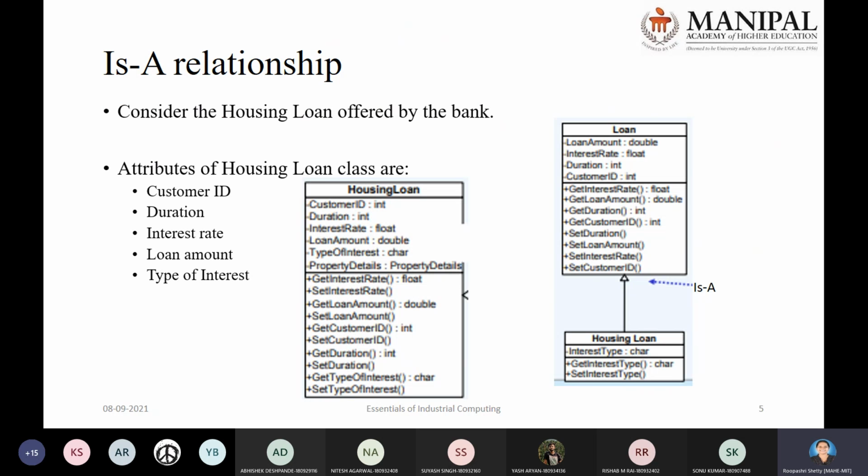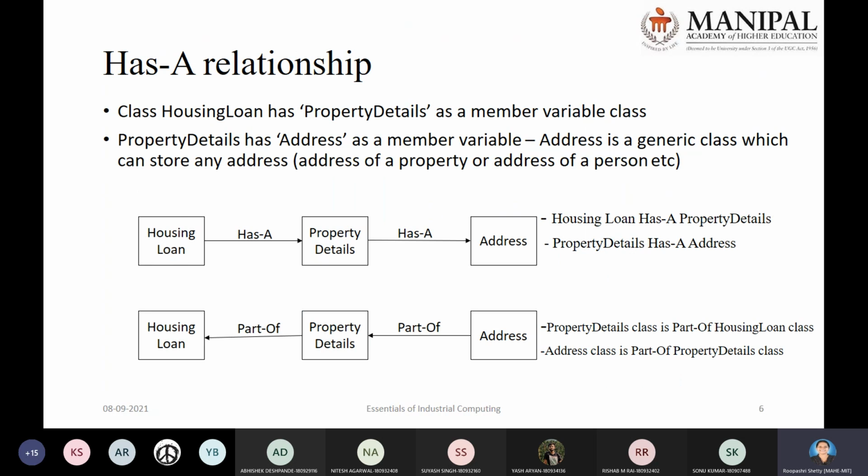So the example also we have discussed, right? Housing loan and loan. When you are using an "is a" relationship, the child class or the derived class uses the properties of its parent class, plus the child can have additional functionalities, but it extends the base class. That means all the functionalities of the loan class are included in the housing loan class, plus the housing loan class can have an extra or additional variable or additional functions. That is a kind of "is a" relationship.